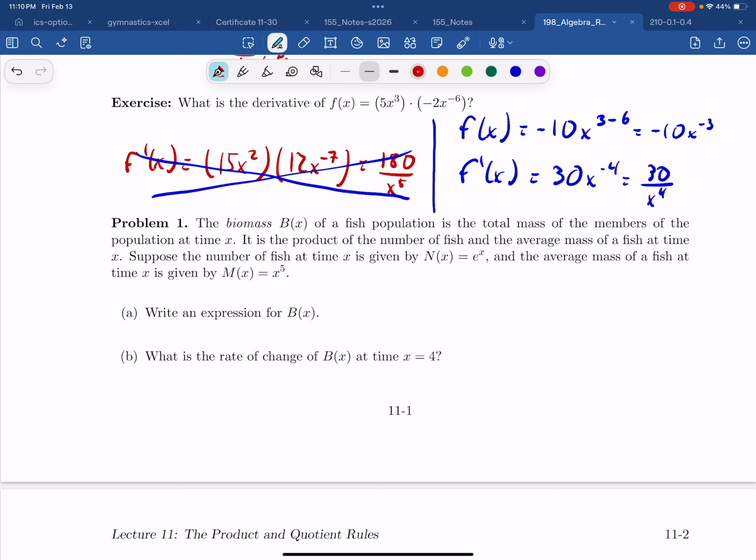So the number of fish is given by e to the x, right? Some sort of exponential increase. And the average mass of the fish is given by x to the 5th. All right, so write an expression for b of x.